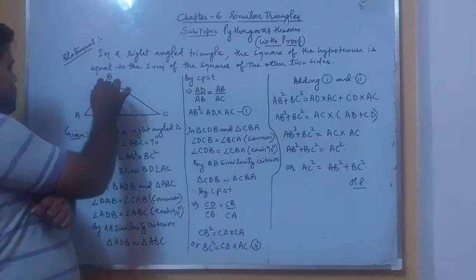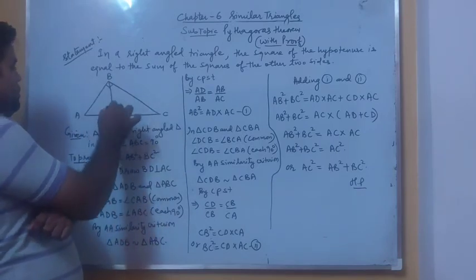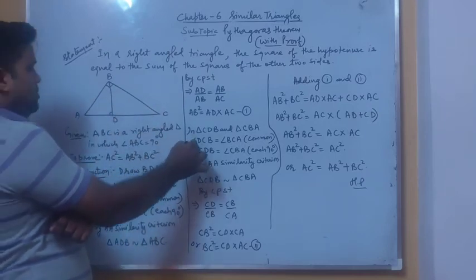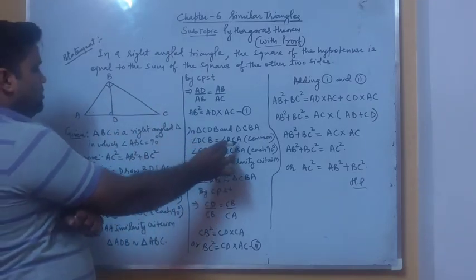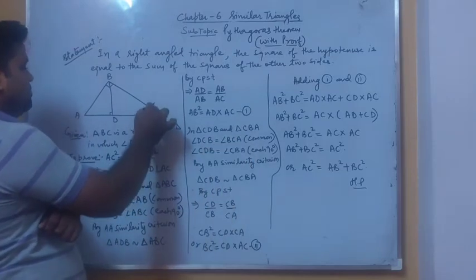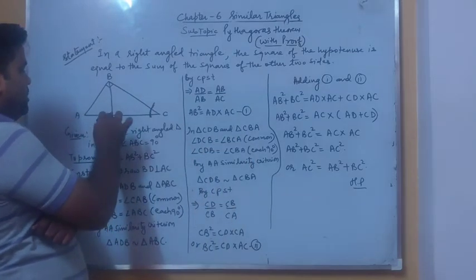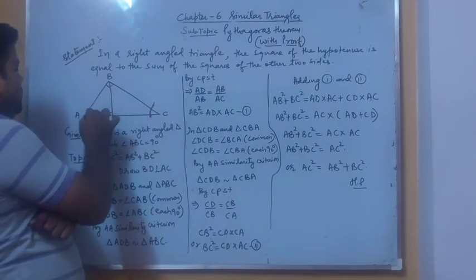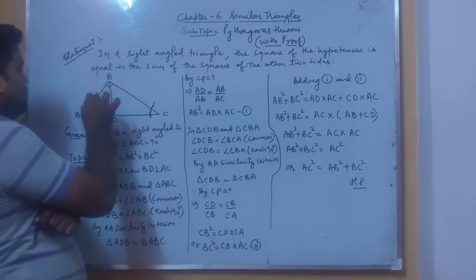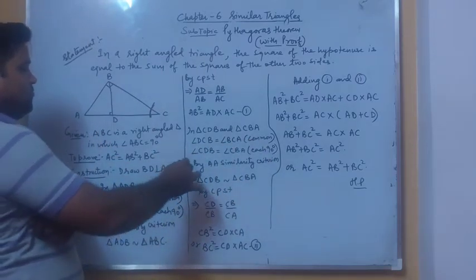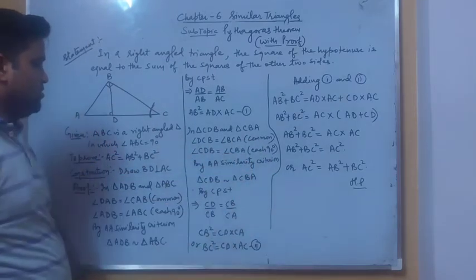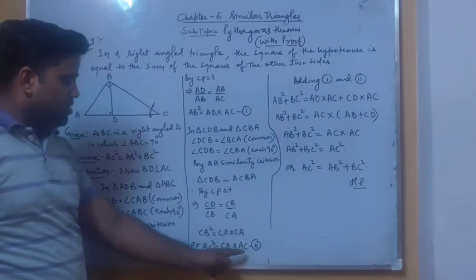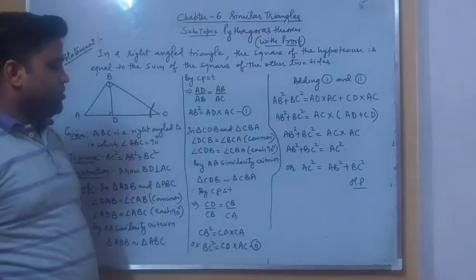Similarly, we just see in the triangle CDB and in the triangle CBA. So here angle DCB equal to angle BCA, common. Here this angle is common in both triangles, and here again angle CDB and angle CBA, both are 90 degree. So by AA similarity we can say that both triangles are similar, and again by CPST we can write this, and we get a relation BC square equal to CD multiply AC. We consider it as equation number 2.